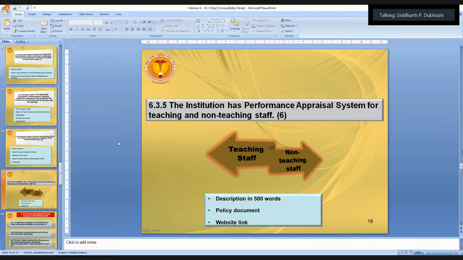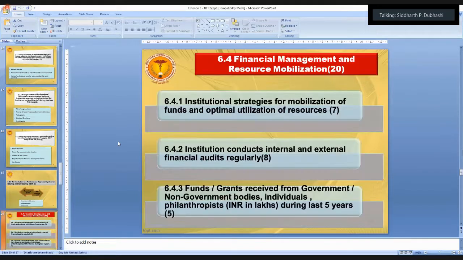So your policy document should be in place, a description in 500 words, and appropriate website links. But then they may be seeing some reports, 2 or 3 representative reports, and what actually was done for those who have been doing well. At the same time, for those who have not been performing well, whether appropriate counseling letters were given to them and they were picked up at proper time periods or not. The financial management. Now, this is what your finance department has to look into.